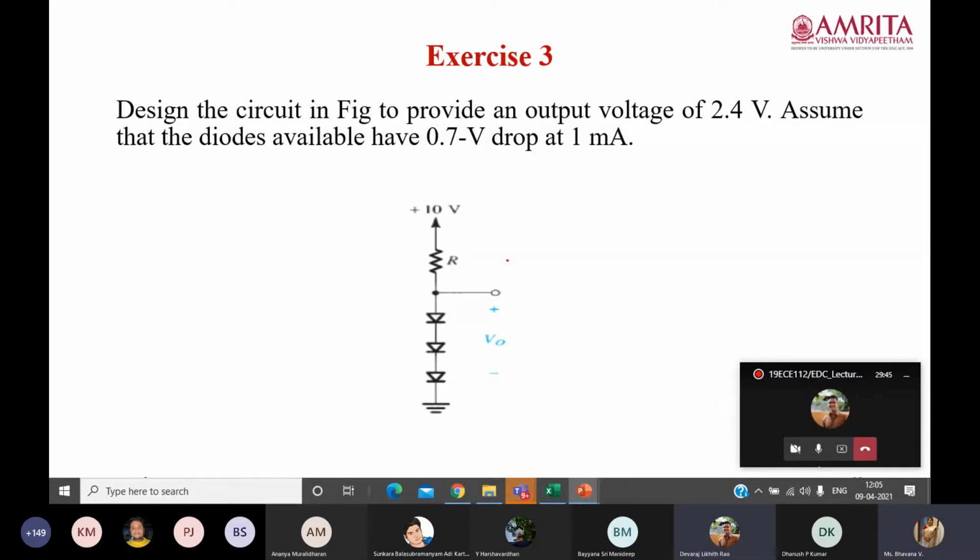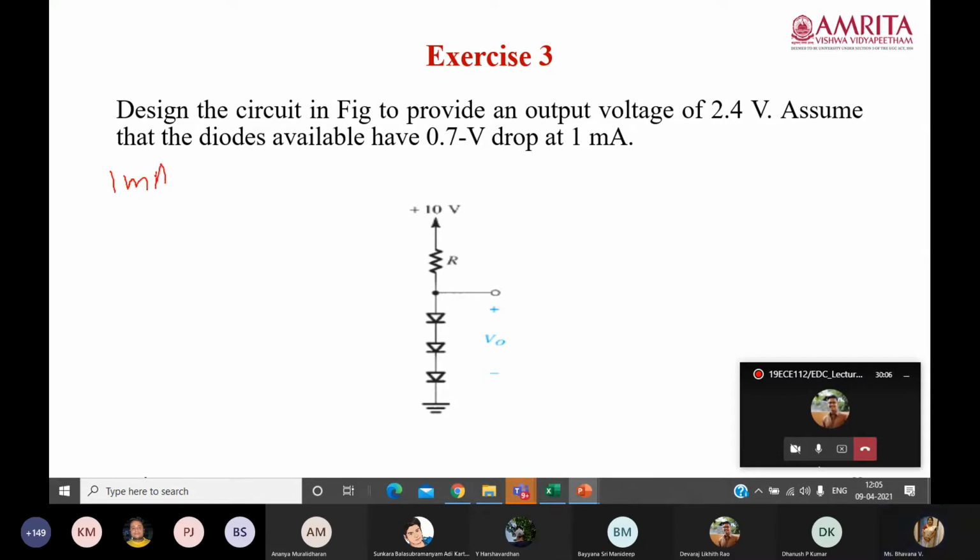Take down. Have you copied? Completed? Yes, ma'am. Take down: the diode has a 0.7 volt drop at 1 milliampere.